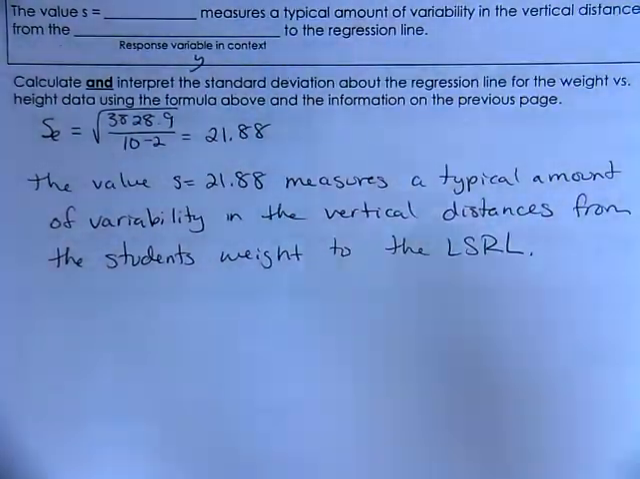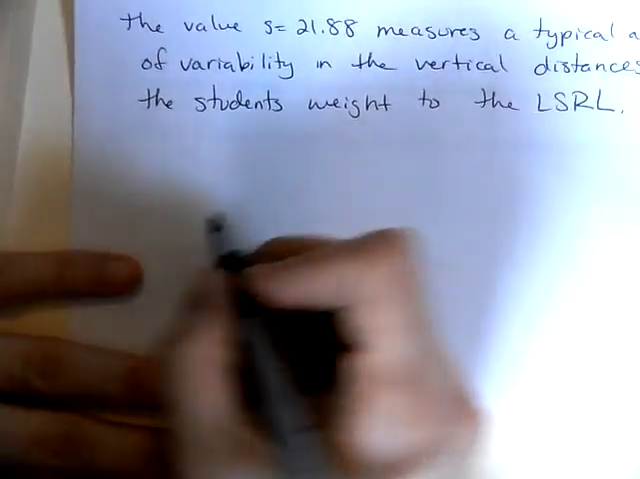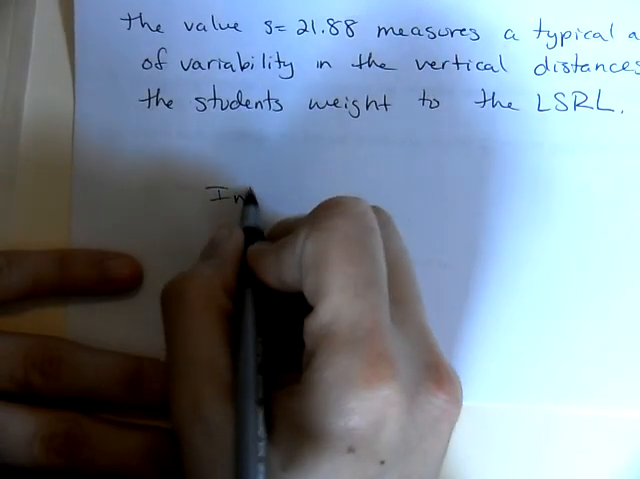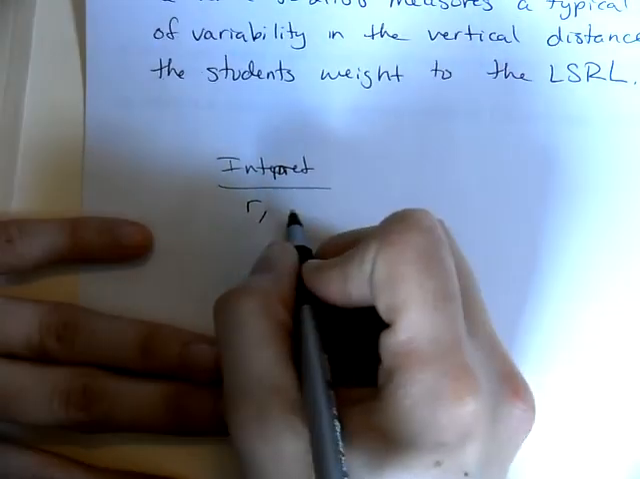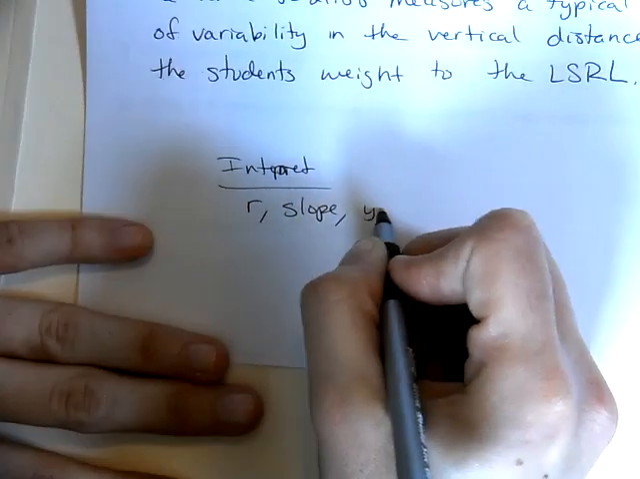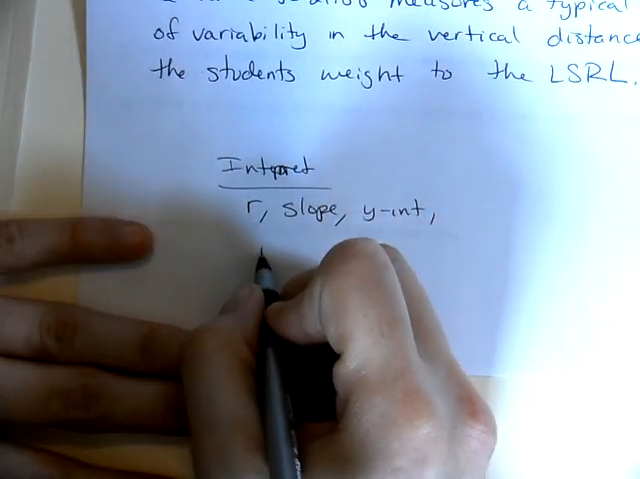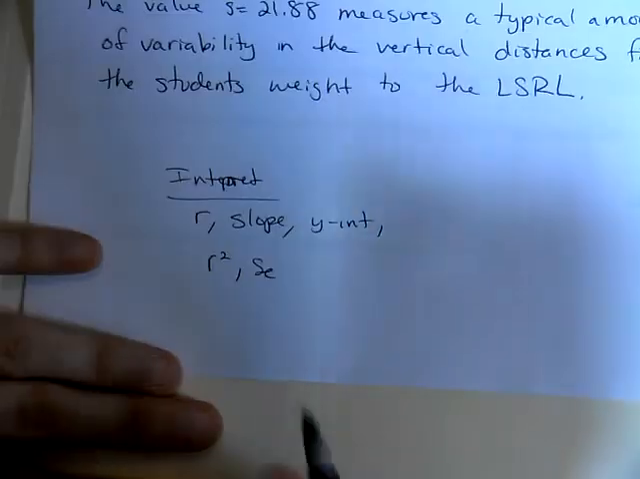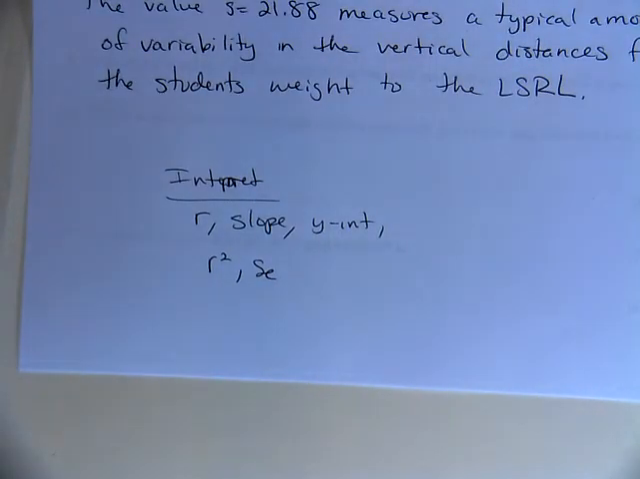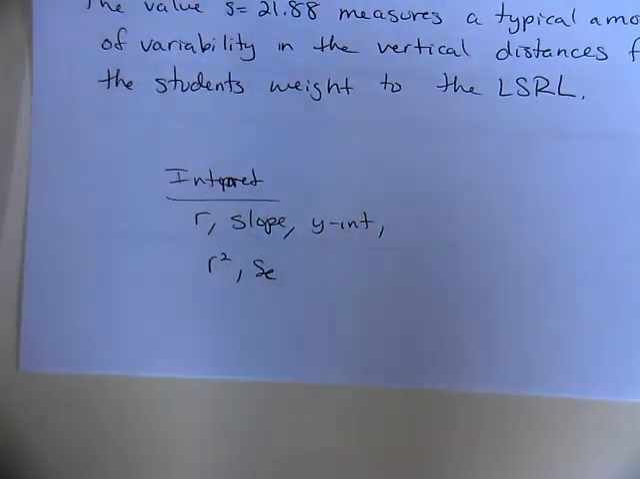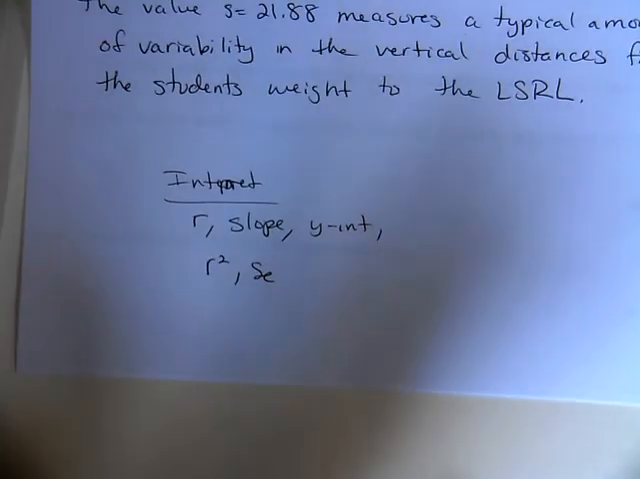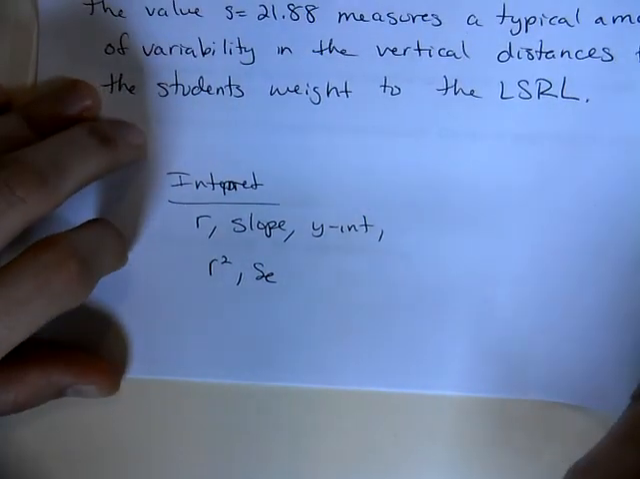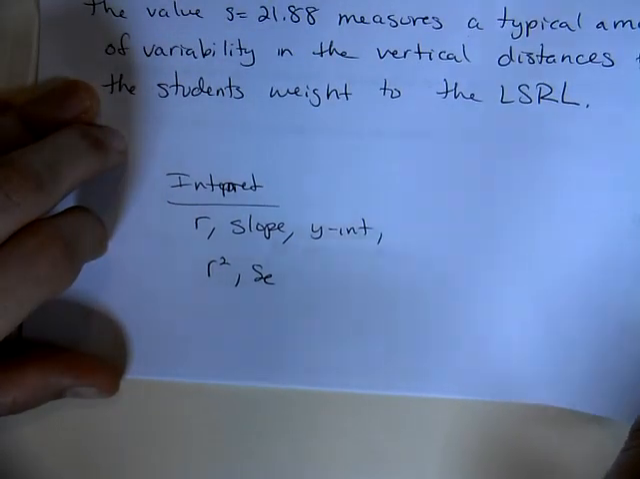So you do have to memorize a couple things. For your test, you should have memorized how to interpret R, slope, y-intercept, R squared, and SE. So those are the 5 basics. Again, it's a pure memorization technique. I like to just put them on note cards and repeat them to myself over and over again. That kind of helps me. So that's really it for day 2. We're just focusing on those 2 new formulas and their interpretations.